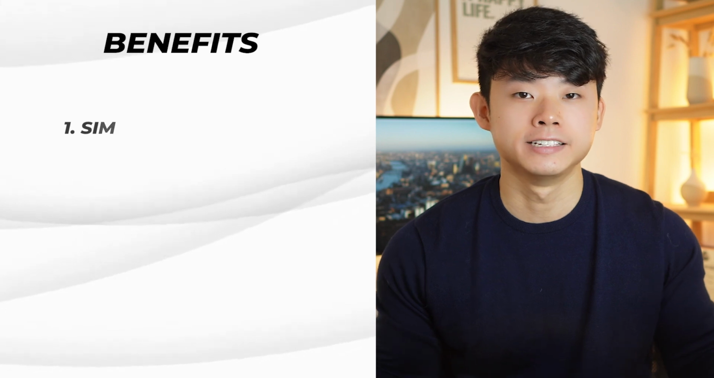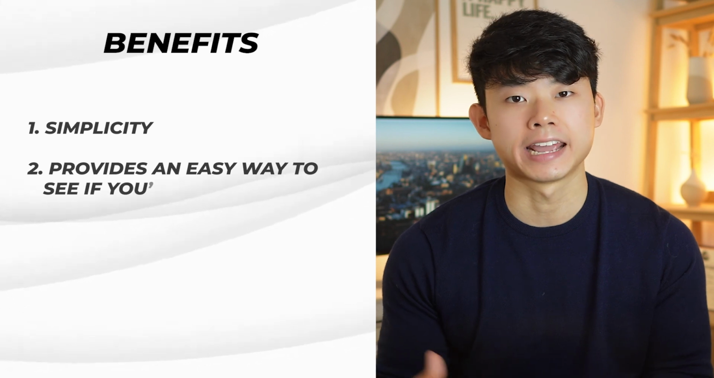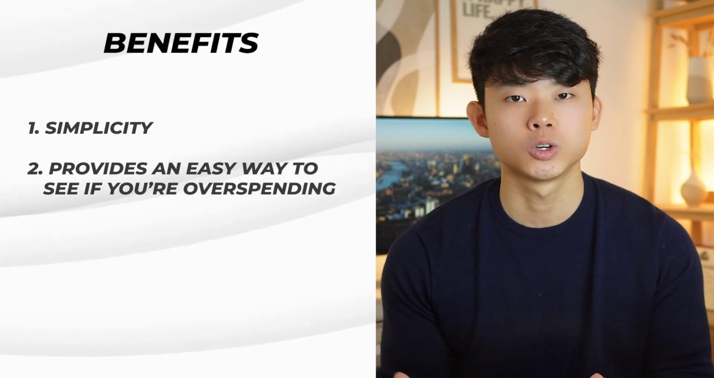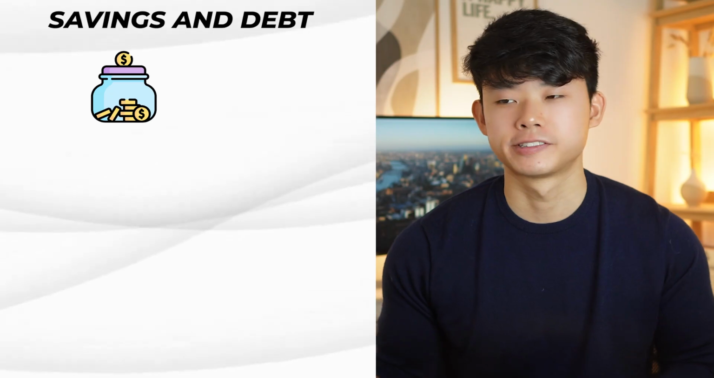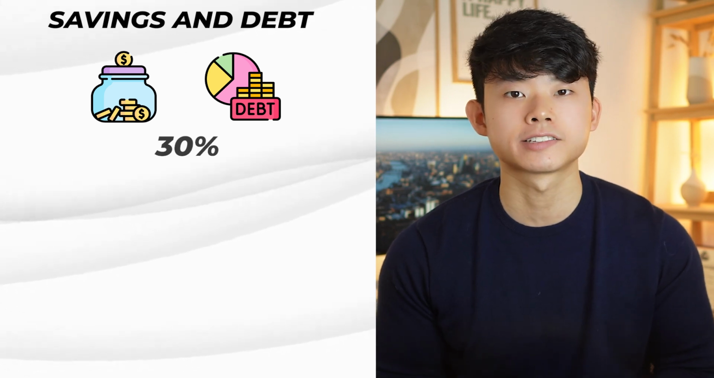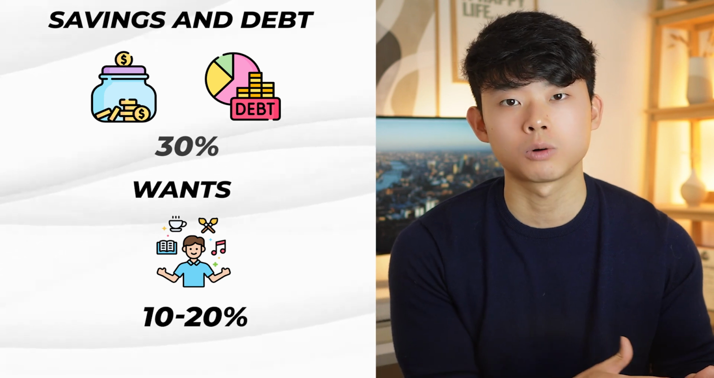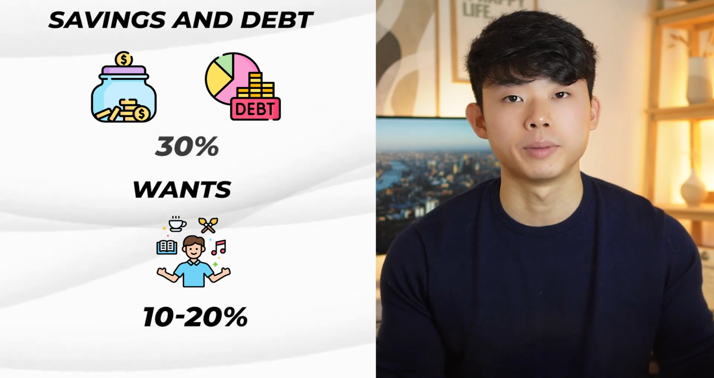When it comes to the benefits of this method, the first is its simplicity. The 50-30-20 rule is the most straightforward framework for budgeting, making it easy to understand and simple to apply. Second, it provides an easy way to see if you're overspending in any categories and gives a way to correct it. If, for example, your savings and debt repayment category takes up 30% of your after-tax income due to your car payment, you can consider spending only 10% on wants for a while until your car is fully paid off.